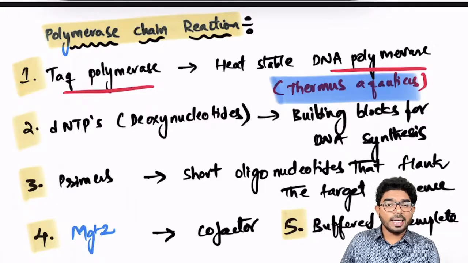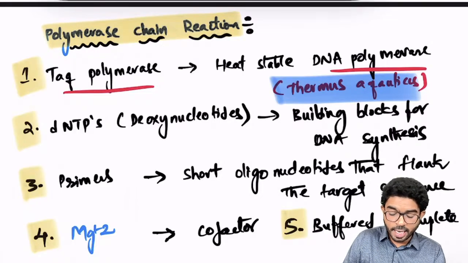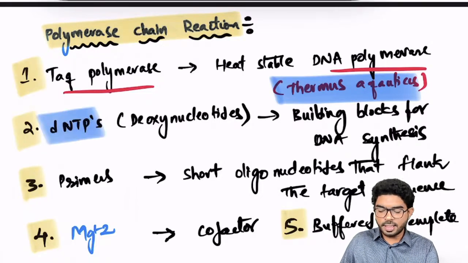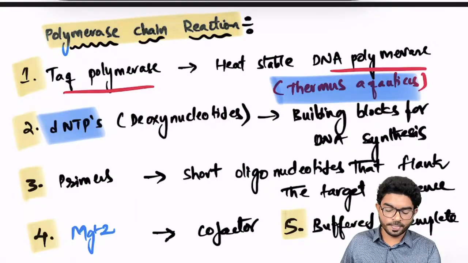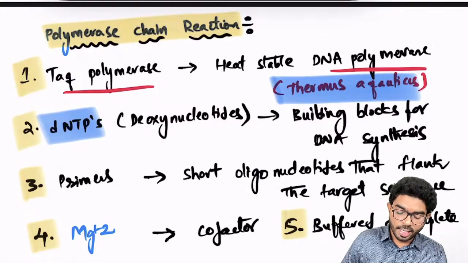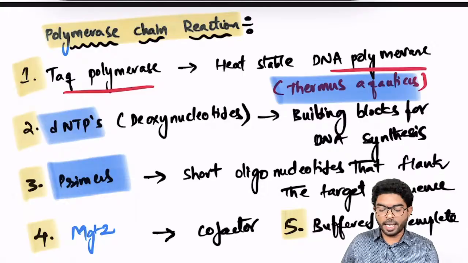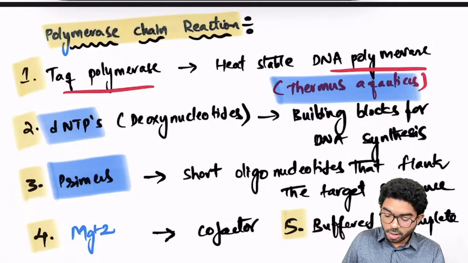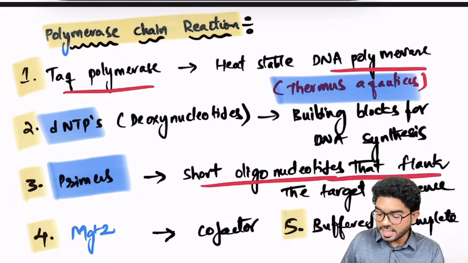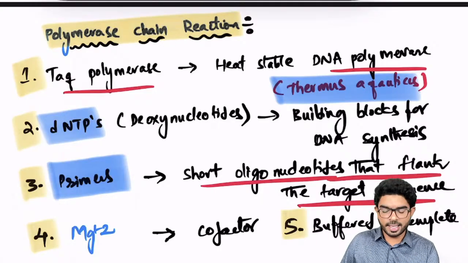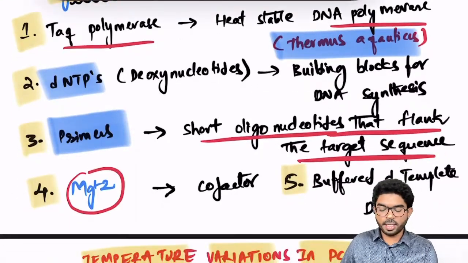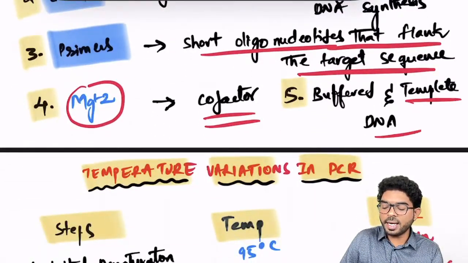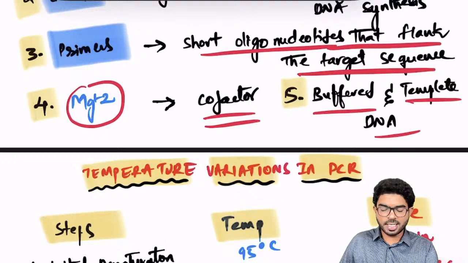The second one is dNTPs, which are called deoxynucleotides. These deoxynucleotides are the building blocks for DNA synthesis. The next is the primer. Primers are short oligonucleotides that flank the target sequence and identify the target sequence. The iron is also very important because it acts as a cofactor. And of course, you need a basic DNA template and a nice buffering environment. So these are the prerequisites.